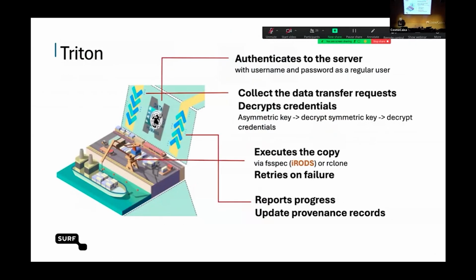And as I said, Triton, the agent, collects data, authenticates, decrypts the credential, and executes the copy, with a failover mechanism to retry multiple times if the copy fails, and so on. It reports the progress for long copies, such as multiple files in a folder, you can track it, and it also updates provenance records. So you always record in the database who has copied what, who has requested it and when, so everything is tracked.